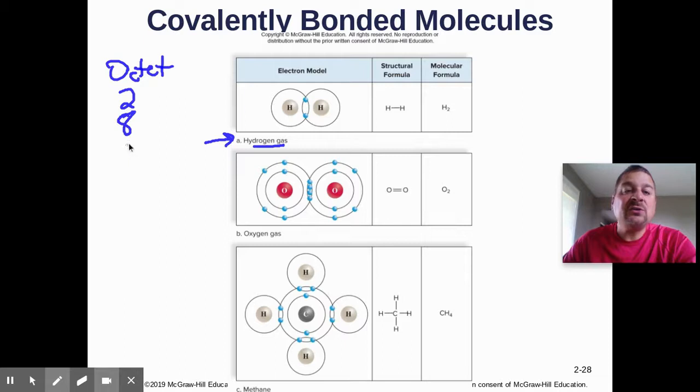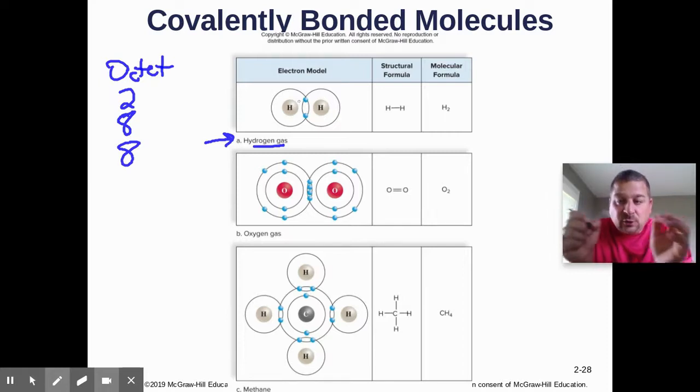So it goes 2, 8, 8. We probably won't go much past that third level in AP biology. So hydrogen has 1, and it finds another hydrogen that has 1. It's like, man, if I would just have one more electron, I could be stable. So they scoot up next to each other, and they share electrons.